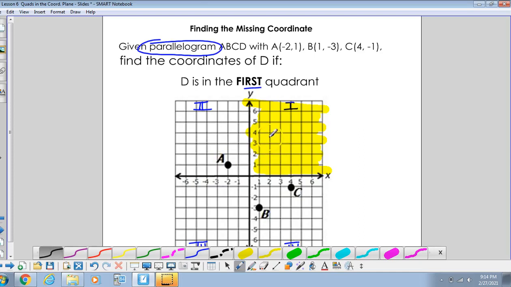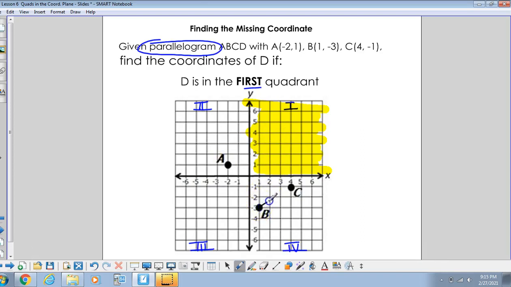Let's see, how could we do this? There's more than one way that we could do this. What I'm going to do is draw in my line right here, BC. I'm going to do that slope and go up 1, 2, and right 1, 2, 3. So do the same thing up here for A. Up 1, 2, and right 1, 2, 3. Now when we connect these points, it gives us our parallelogram. And that would put D at the point (1, 3) in the first quadrant.